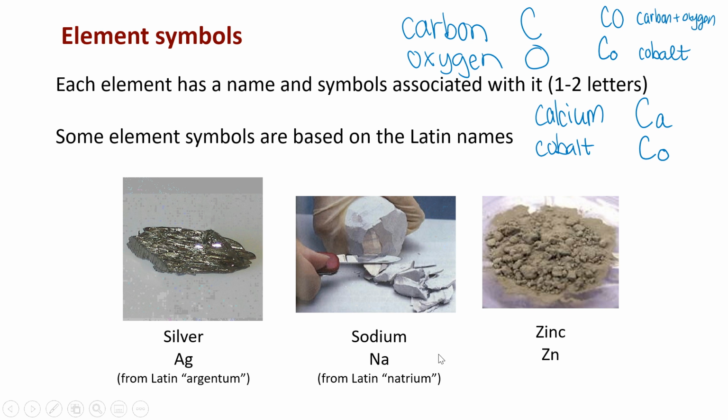So here's some examples down here of some other symbols. So like zinc is capital Z, lowercase n. And then some of these symbols might not seem to make a lot of sense, like sodium. Why is the symbol for sodium Na? Or why is silver Ag? It's based on their Latin names. So the Latin name for sodium is natrium and silver is argentum. So that's where those symbols are coming from.